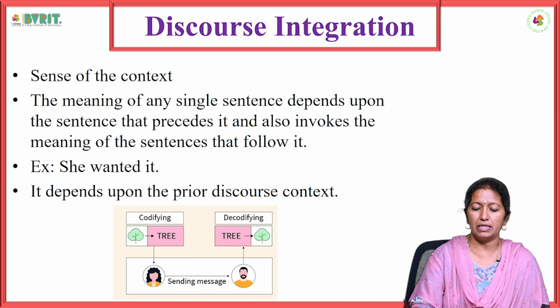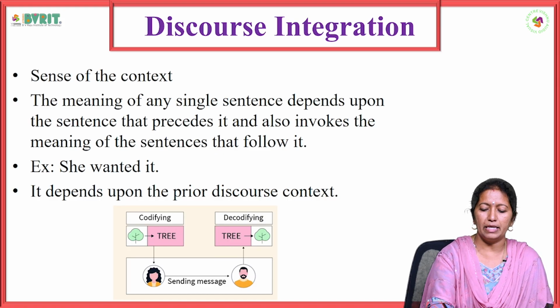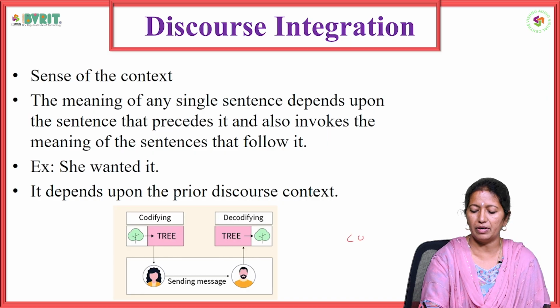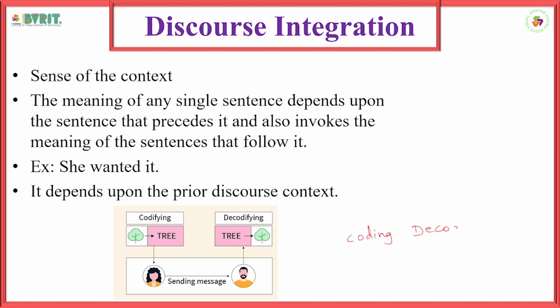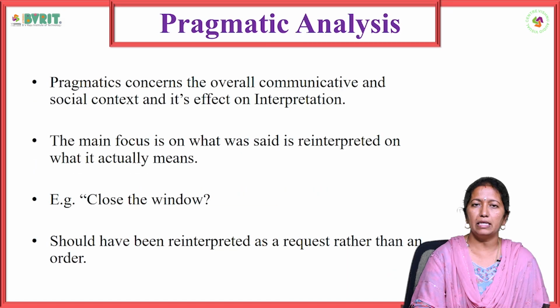For example, "she wanted it" relies on the prior discourse. Here we can see the example of codifying and decoding. Some coding we have given and we expect the machine to decode it. How do we expect it to decode? Exactly, what is our hypothesis to decode it? And finally, when we are sending the messages, how do we decode them?